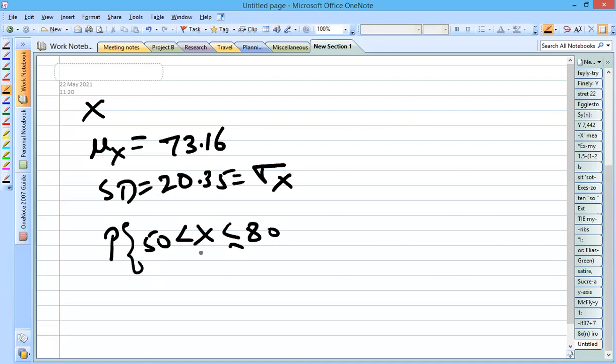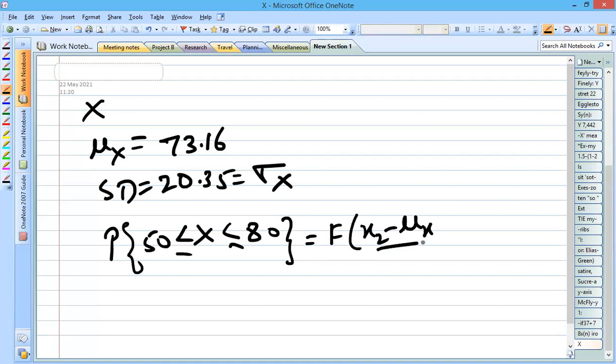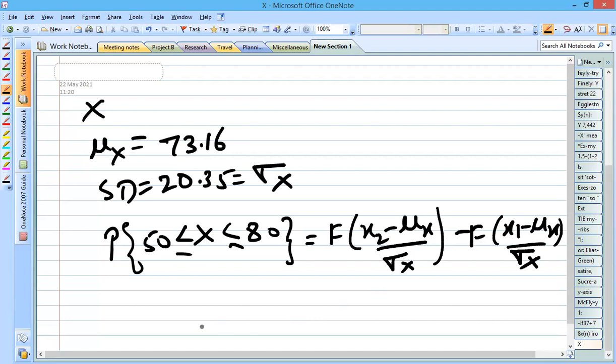So this is the problem being asked, right? Now, as we have seen under the single random variable function, this is expressed as F of (x2 minus mu x) divided by sigma x, minus F of (x1 minus mu x) by sigma x. Here mu x and sigma x values are given, so substitute.